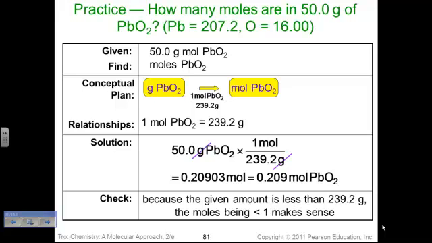Knowing that grams cancel and we've converted into a mole unit, that's all we want to do, is to think about canceling units. What do we want from the given? Does your answer make sense? If 1 mole weighs 239.2 grams, and we have 50 grams, that's far less than a mole, so it makes sense that our number comes out smaller than 1.